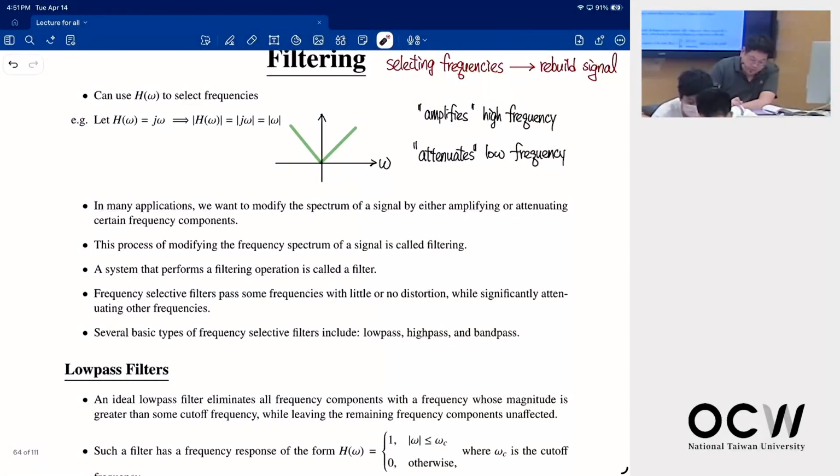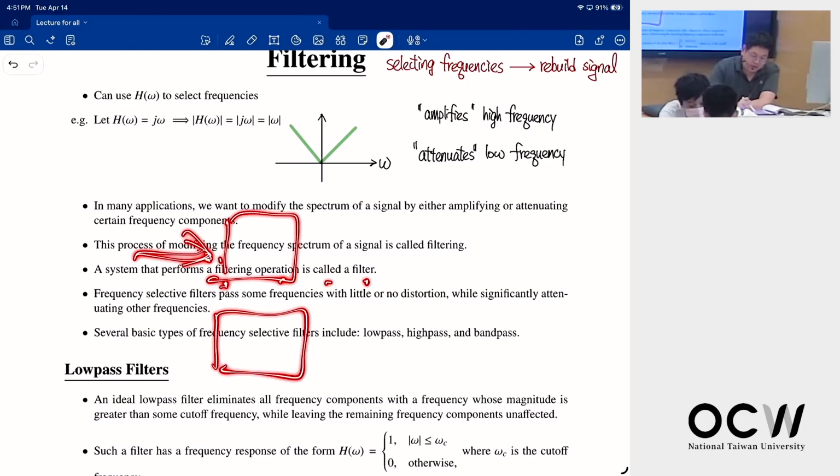So this kind of processing, the process of modifying the frequency spectrum, is called filtering. And the system doing this filtering operation is called a filter. So today you can see that we send the signals to different systems, and they are doing the filtering. So those systems are called filters.